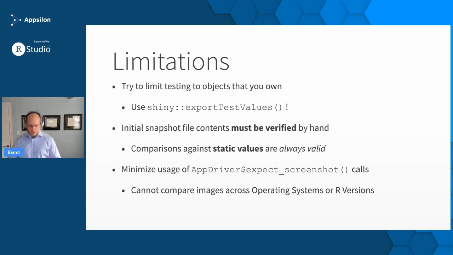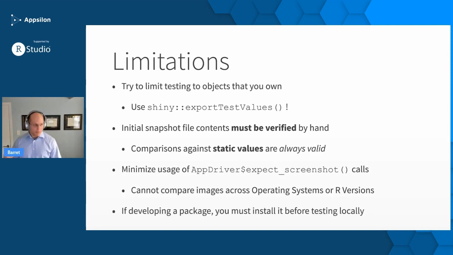And then, as I said earlier, minimize your calls to expect screenshot. Operating systems will definitely break your screenshots. R versions will most likely break your screenshots. Just kind of assume that if you update, your screenshots will change. And then if you're developing a package, you must install your package before testing locally. The Shiny session is run in a background R session, so there are no locally loaded dev packages allowed. Instead, it's only what is in your standard library.